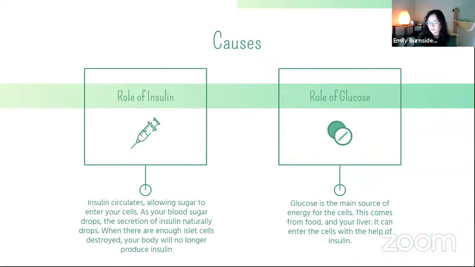So, as we have discussed before, insulin circulates, allowing sugar to enter your cells. As your blood sugar drops, the secretion of insulin naturally drops. And then whenever there are enough islet cells destroyed, your body will no longer produce insulin.